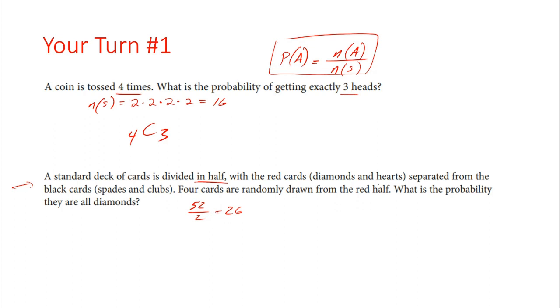But again, how many are we drawing? Yeah, we're drawing 4 cards from the red half. Okay. So you should be thinking 26 choose 4. And whatever that gives you, that's again for your sample set. Now for your event A, what is event A? That we're choosing 4 cards, and then what is the probability of getting all diamonds?